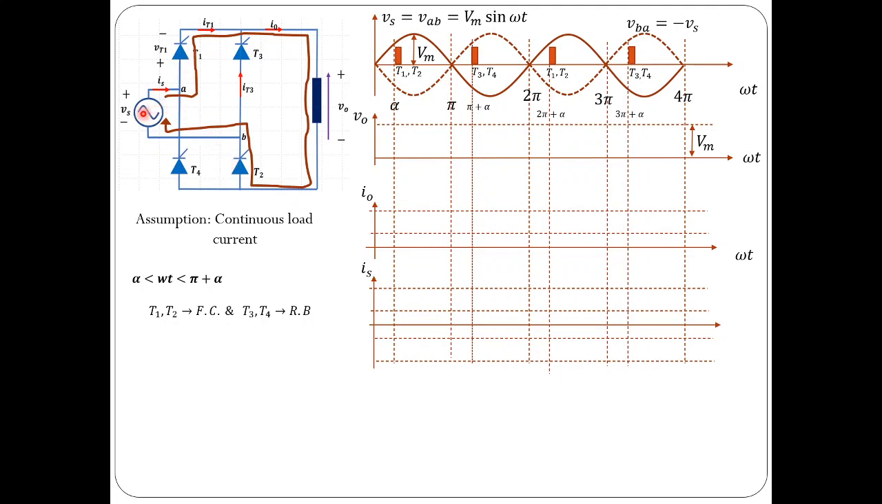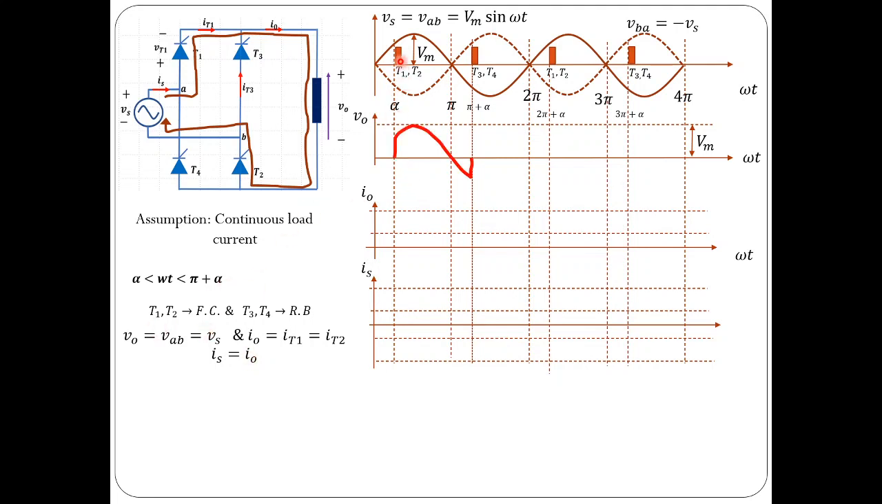Applying KVL for this conducting path loop, Vs would be the same as V0. The thyristor 1 current, thyristor 2 current, load current and source current are all equal. So V0 is equal to VAB, which is the same as Vs. I0 is equal to IT1, which is equal to IT2, and Is is the same as I0. The direction of Is matches the direction of the current through the thyristors and the load. So I0 is equal to Is. Let us indicate these mathematical expressions graphically.